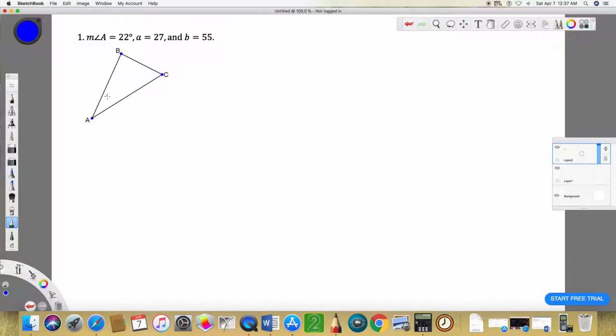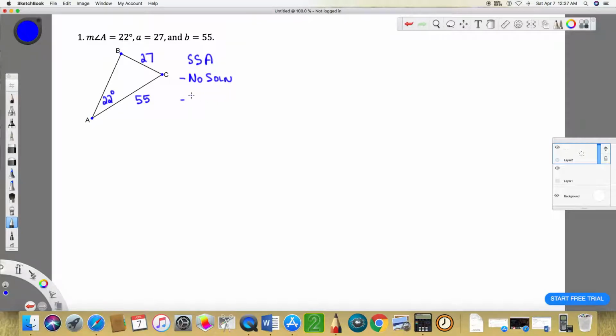Now, let's look at what we've got here. We've got the measure of angle A, which is 22 degrees, and we've got the length of side A, and then the length of B, 55 here. So we have two sides and the non-included angle. This is referred to as the ambiguous case because just knowing it's the side-side-angle, there's several possibilities. We could have no solution where you can't form a triangle.